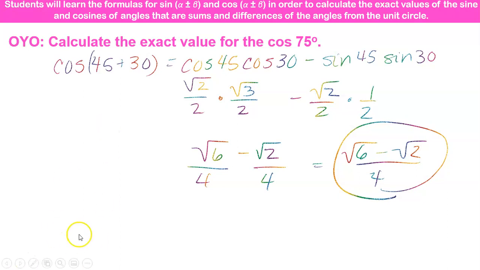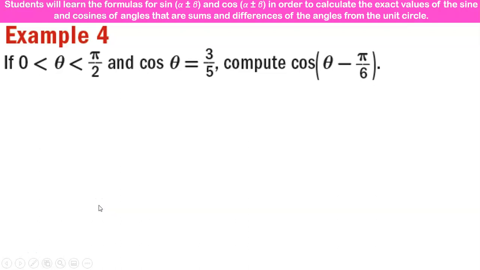So our next problem is asking us, if theta is between 0 and pi over 2, and the cosine of theta is 3/5, we are supposed to compute the cosine of theta minus pi over 6. So this one's a little bit more difficult. But we do know that since this is here, that's in the first quadrant.